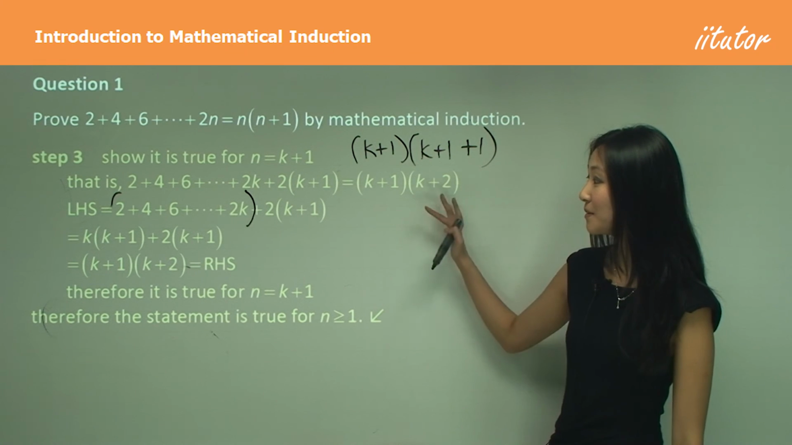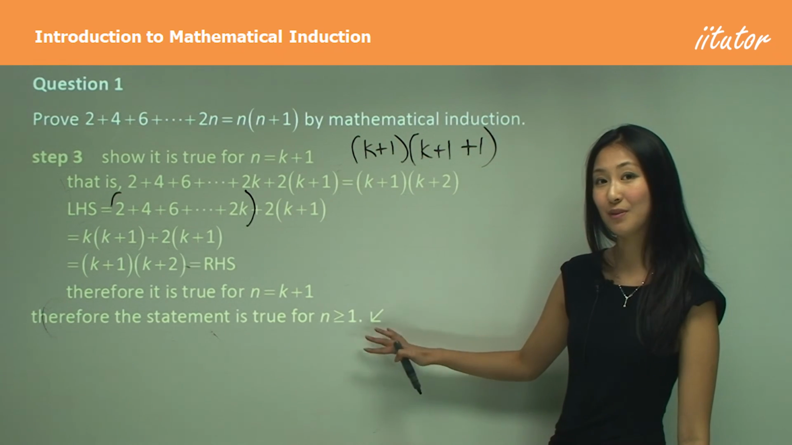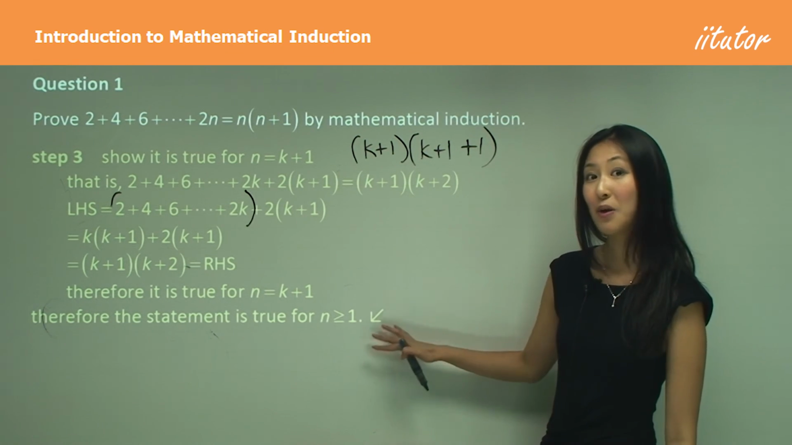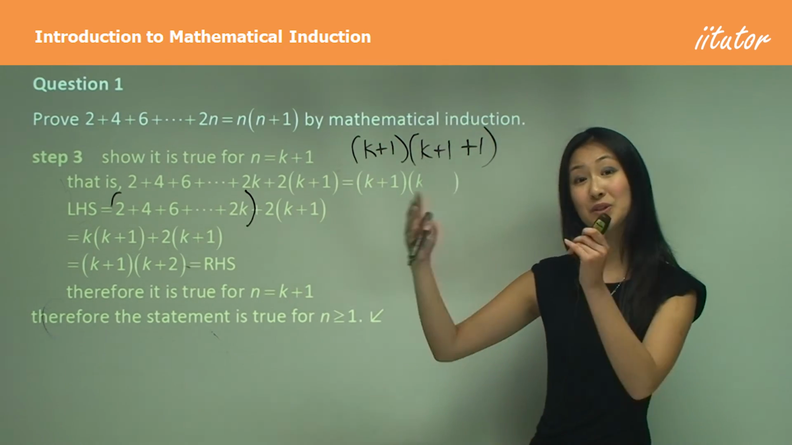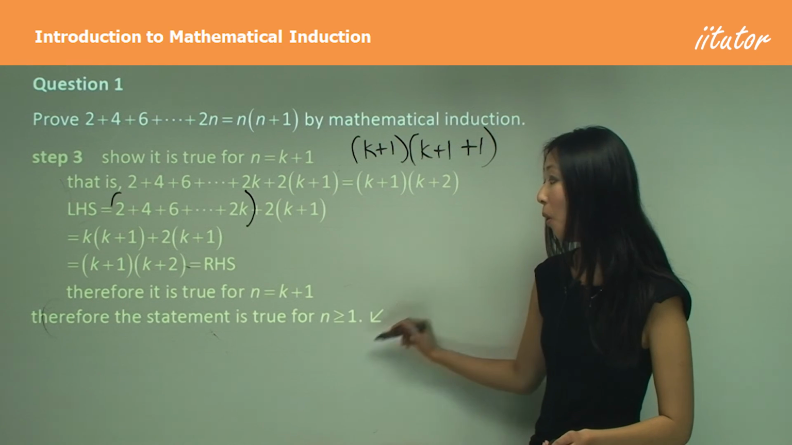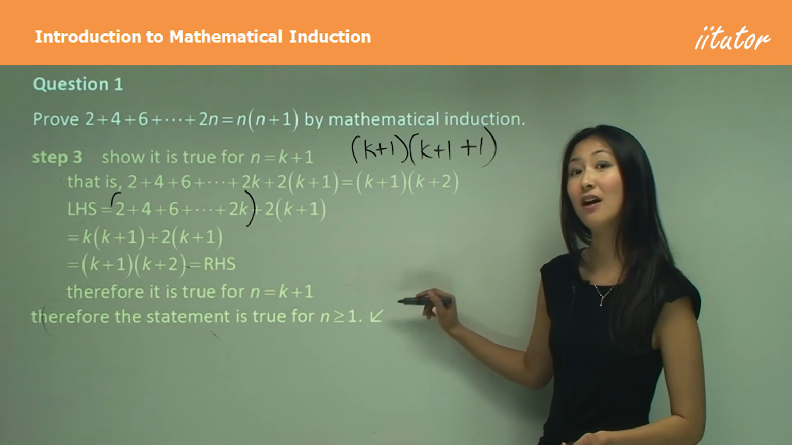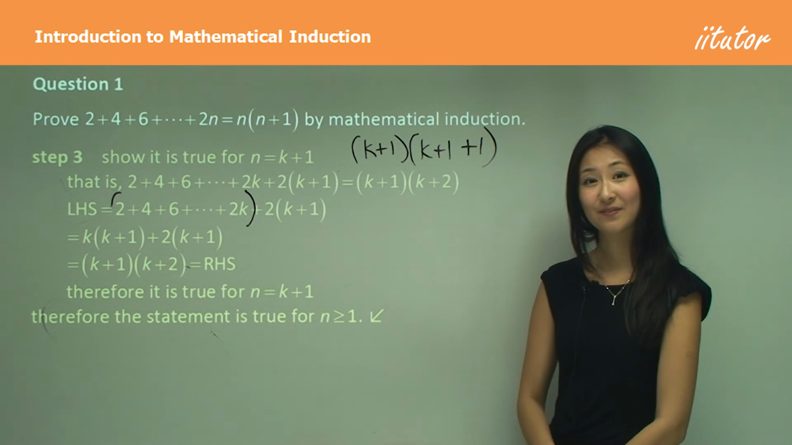So remember, once we've gone through the steps, we have to write the concluding sentence, which says that yes, we've actually proved that the left-hand side equals the right-hand side for all n greater than or equal to 1.